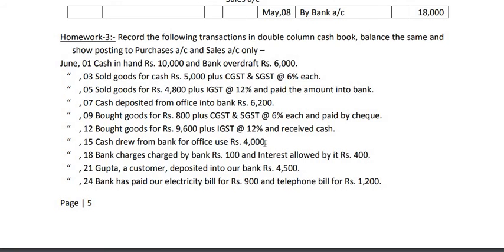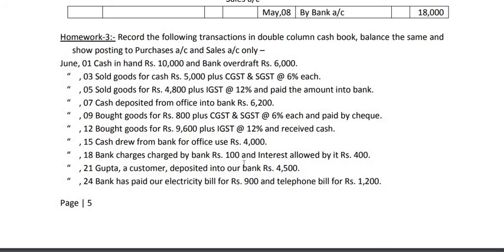Then cash drawn from bank for office use 4000. Here we are drawing from bank for office use. So again a contra entry, cash account debit to bank. In the debit side we will write to bank in cash column, and in the credit side we will write by cash in bank column 4000, and also write C in the LF column on both sides.